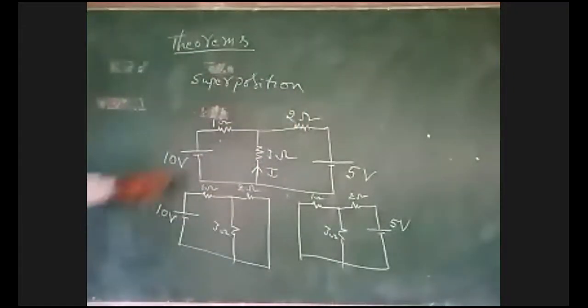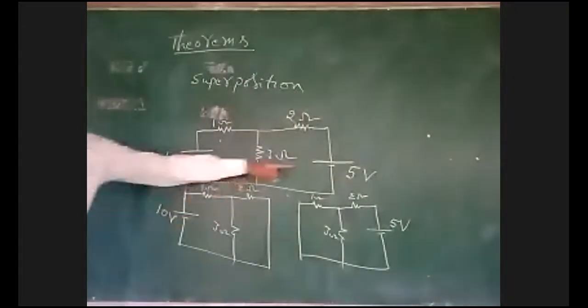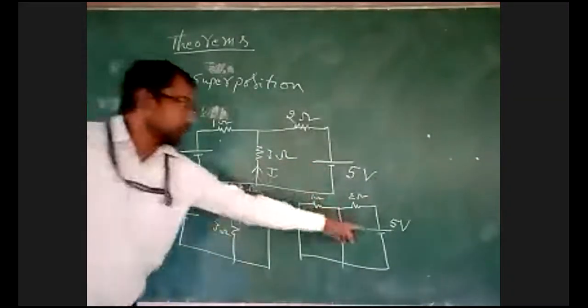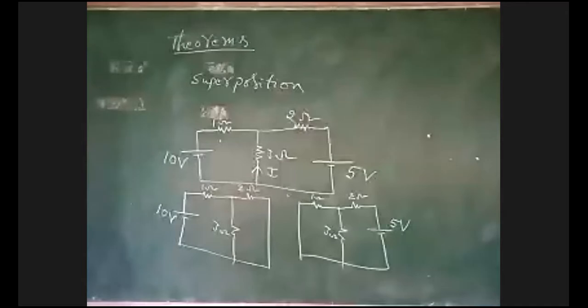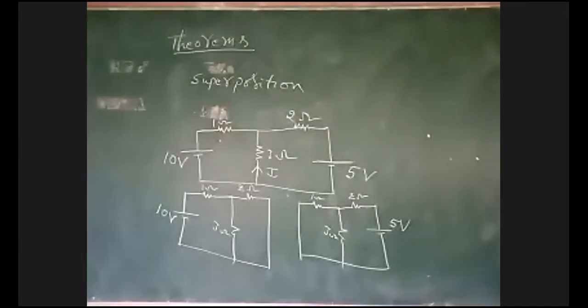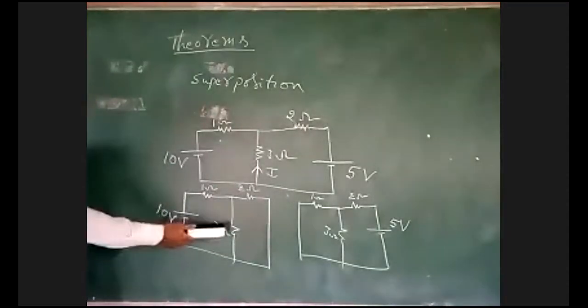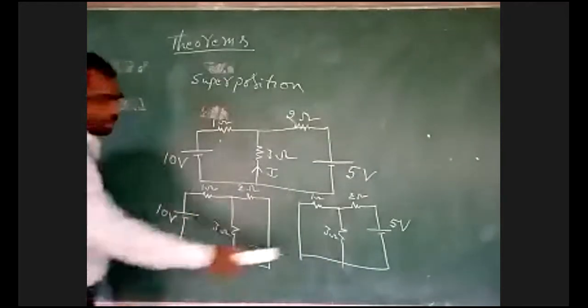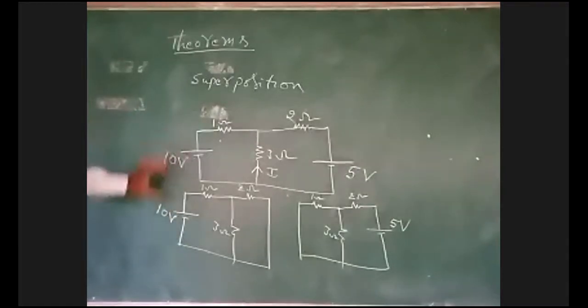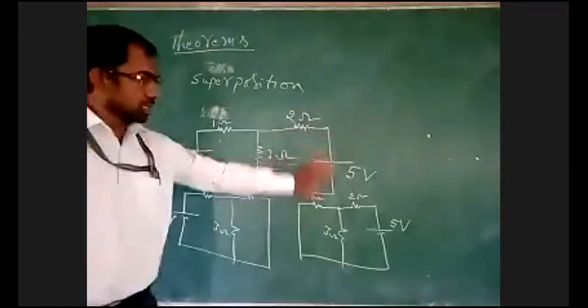See here, first I am considering 10 volts. Second, 5 volts is short circuited. In the second circuit, I am considering 5 volts. This source is short circuited. In superposition theorem, we have to consider only one source at a time, and determine the current in 3 ohms by considering 10 volts. I determine the current in 3 ohms by considering 5 volts. I am considering only one source at a time. First, I am considering 10 volts. In the second circuit, I am considering 5 volts.